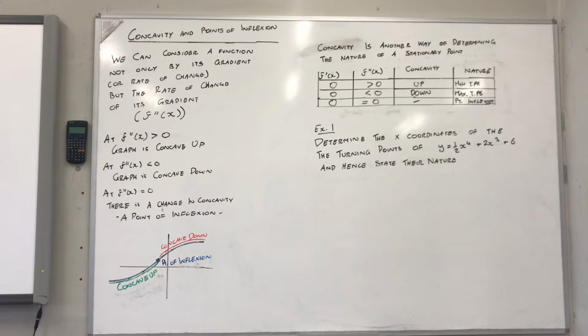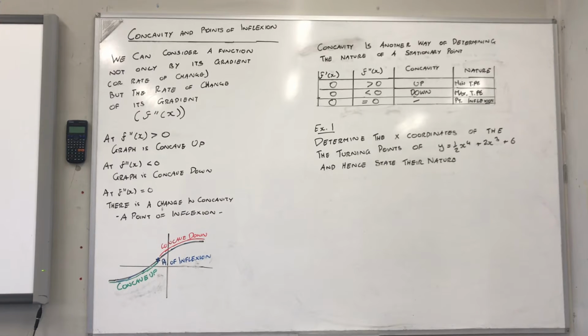Whereas if the double derivative is 0, we can't actually state its nature. We know it's a point of inflection, but we don't know whether it's rising or falling, so we would have to consider the nature of the graph outside of that. That's a very specific case. So we'll do a standard higher question, but we'll be doing it a slightly different way. We've got concavity and points of inflection. Okay?